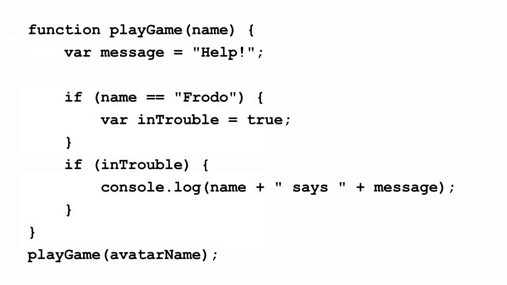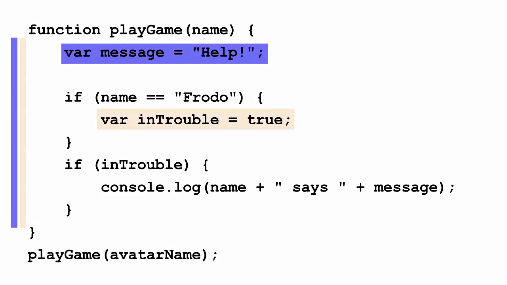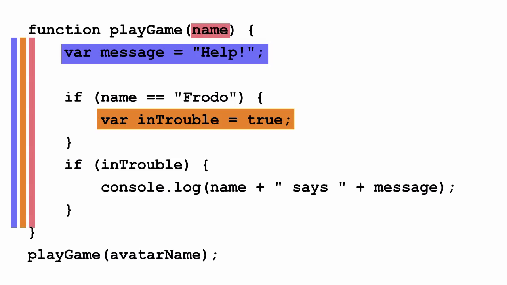Let's take a look at a function playGame. Here, we've got one parameter and we're declaring a couple of variables within the function. The scope of all the variables defined in the function is local. That includes message, in trouble, and name. So notice that local scope includes the parameters as well. And hoisting also happens within a function. If you declare a variable somewhere other than at the top of the function, like we're doing with in trouble, that variable is visible throughout the function, but it won't be defined until after the code to initialize its value has been executed.